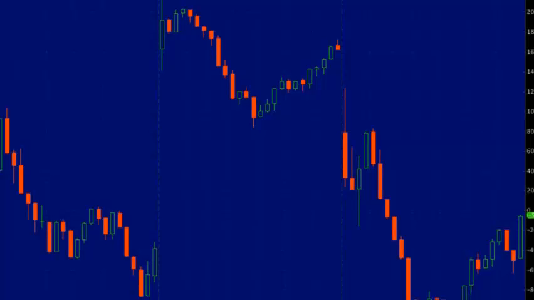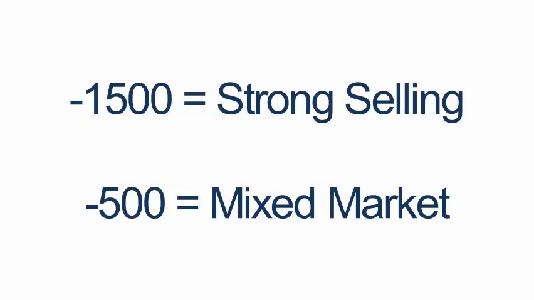For example, if you go in at lunchtime update and you see the S&P 500 is down 15, that immediately has you thinking that the market is getting beat up that day. But is that really the case? Well, by looking at the advanced decline line, you can get a better view of how strong the selling is.